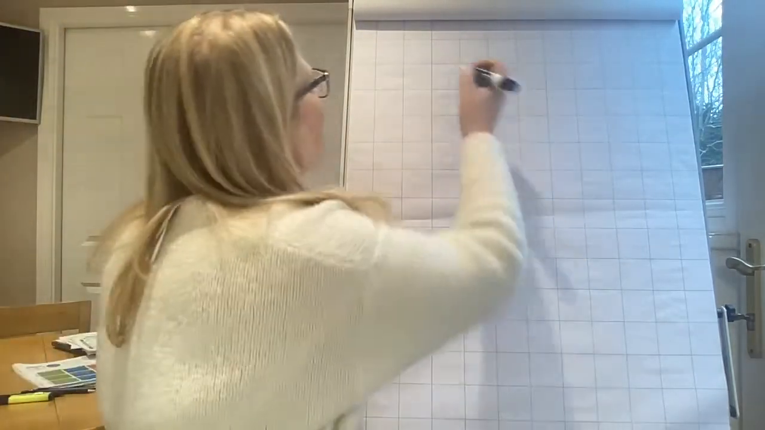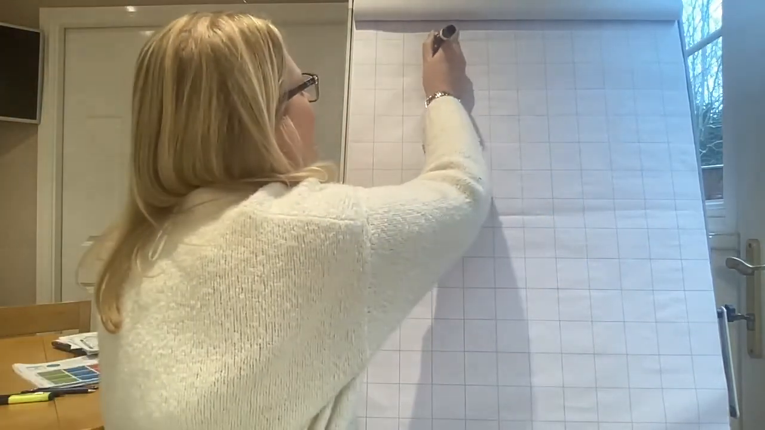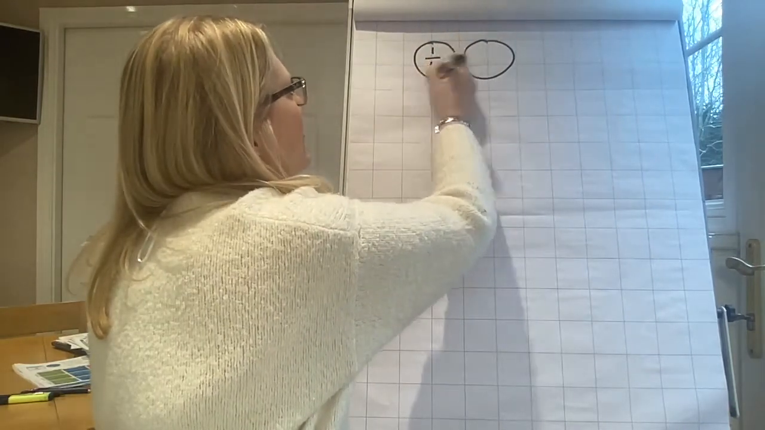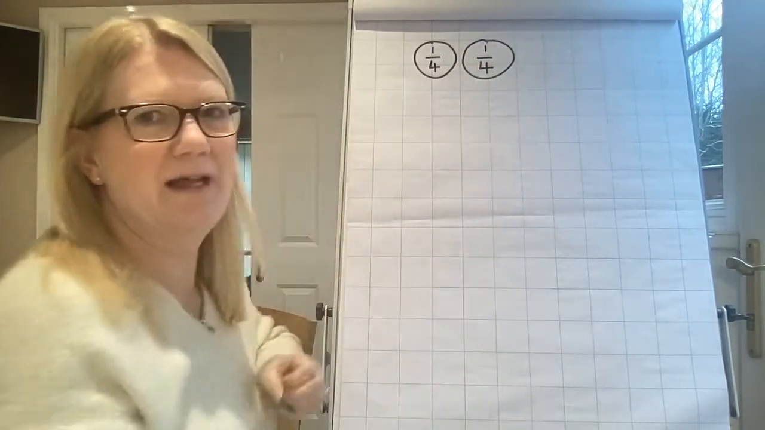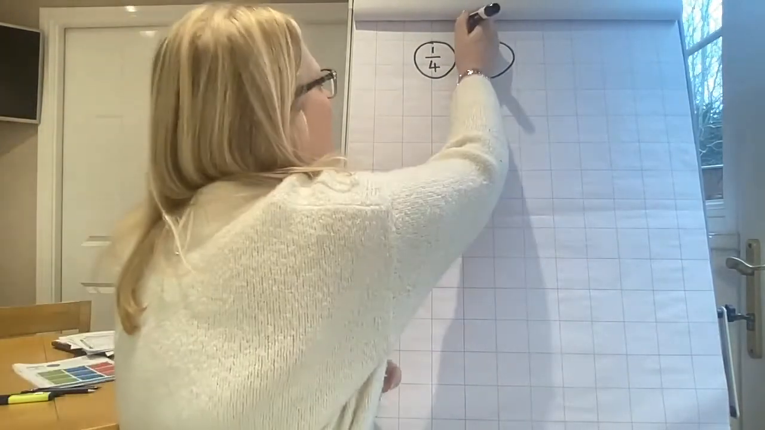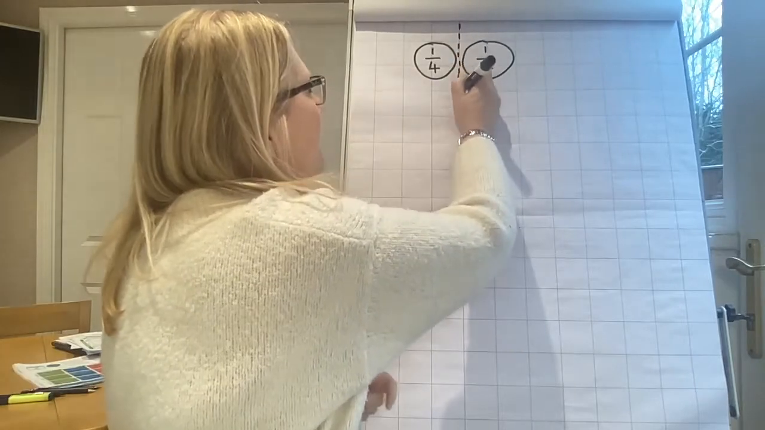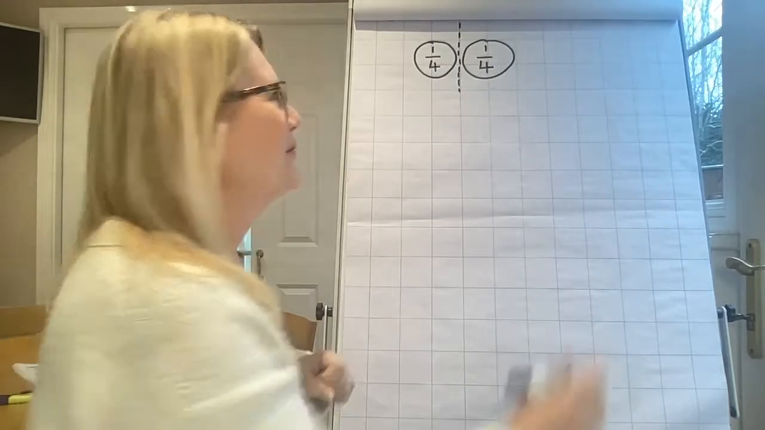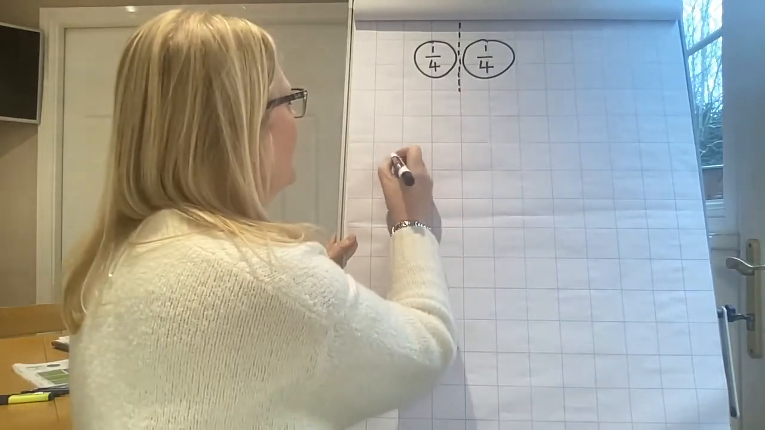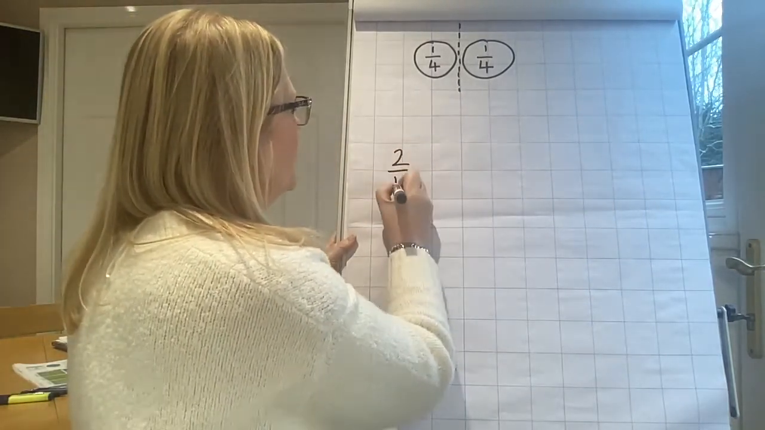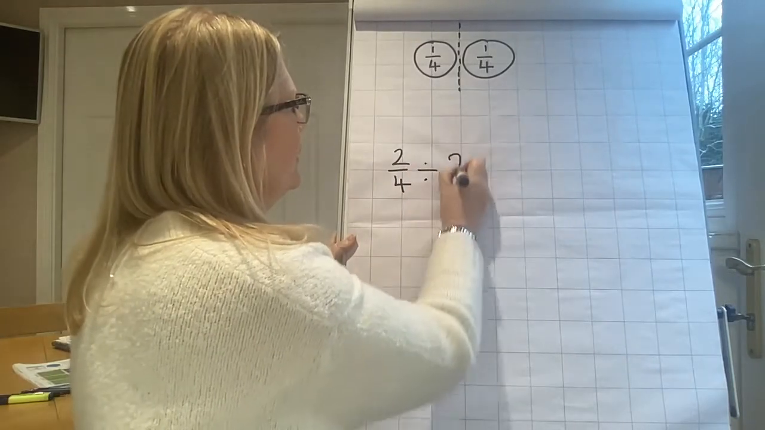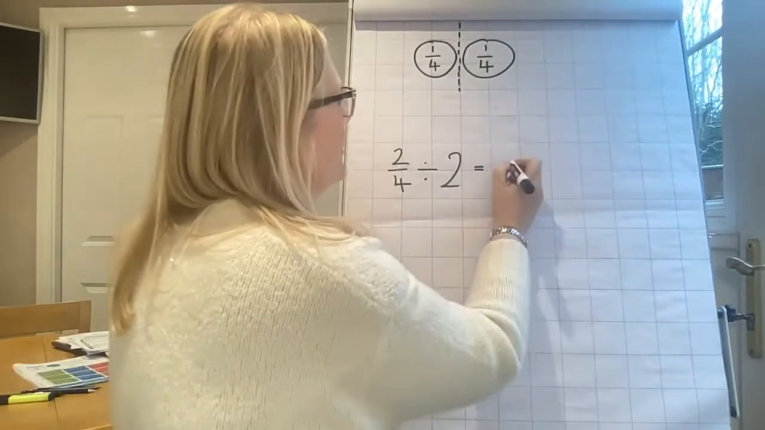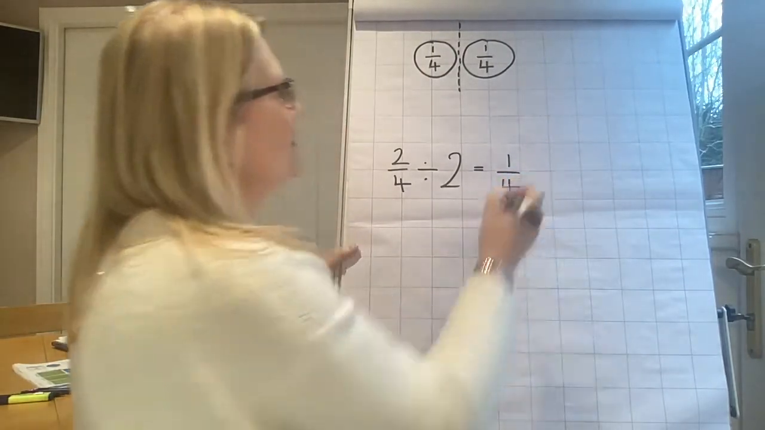Okay, let's see what that looks like. So I'm going to start off and I'm just going to have a quarter there and a quarter there. So I've got 2 quarters. If I divide them by 2, if I share them equally, each side has got 1 quarter. Okay, so let's say 2 quarters divided by 2. That looks like if I divide it, I've got 1 quarter.